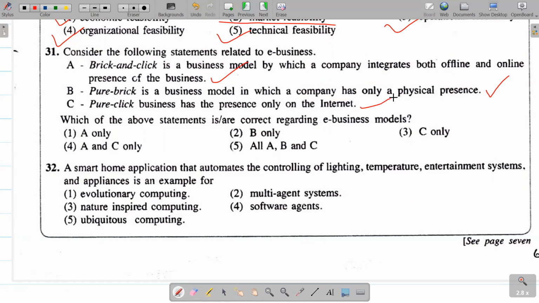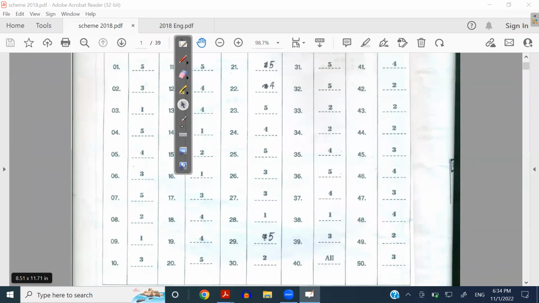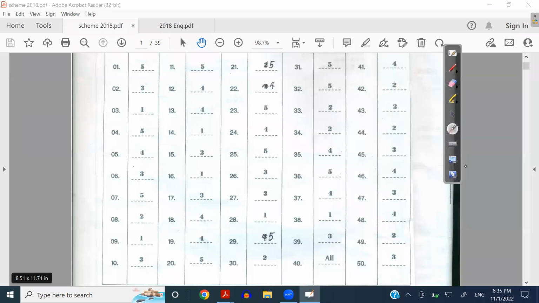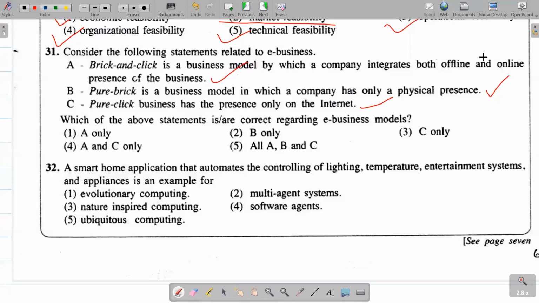31st. The answer. Yeah, fifth one is the answer. Right, so everything is correct. Fifth one is the answer. 32nd.